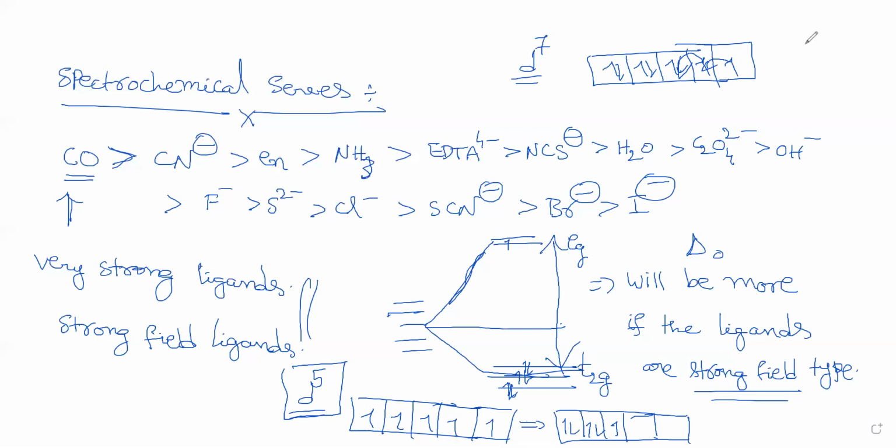In general, you will not get this. In general, this will not happen here. Rather, it will happen here. D7 system means you have, in fact, 3 unpaired electrons.